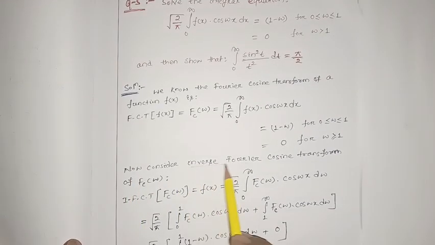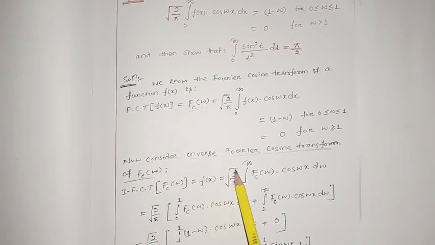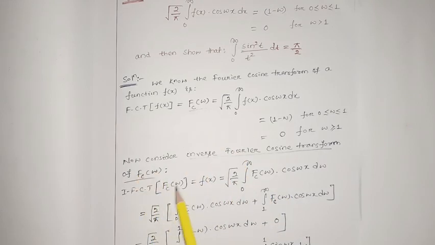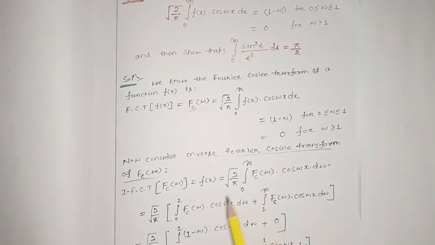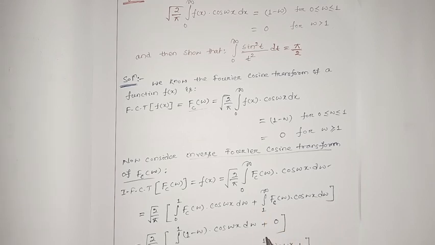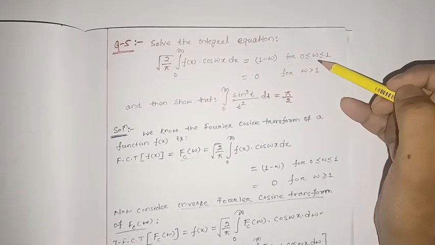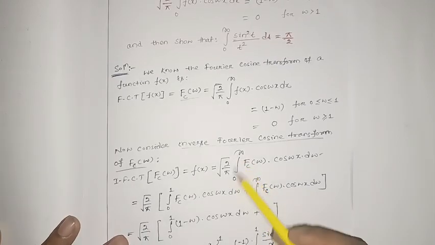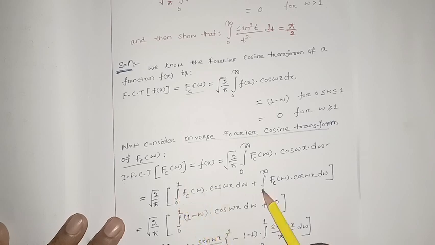Now consider the inverse Fourier cosine transform of this F_c(omega). So the inverse Fourier cosine transform of F_c(omega), which will be how much? f(x) will be equal to the square root of 2 by pi, integral 0 to infinity of this function F_c(omega) into cos omega x, integration with respect to d omega, right? Here in your question it has been given that the value has two different values in two different limits. So this 0 to infinity, whatever we have in general limit, we have to segregate it. Then we can put these two values. So first we have to segregate 0 to 1. This 0 to infinity is segregated from 0 to 1, then 1 to infinity, right?